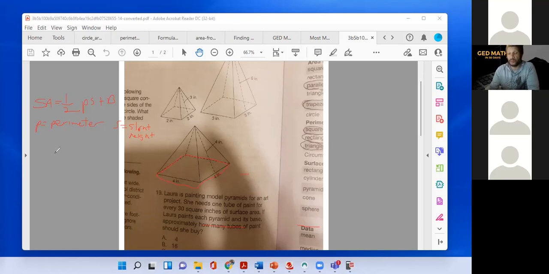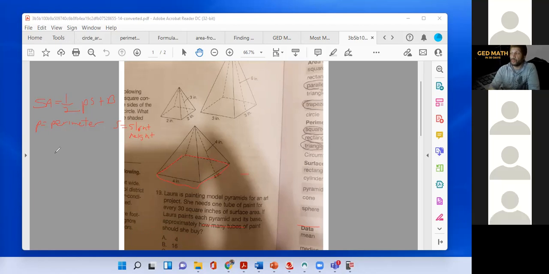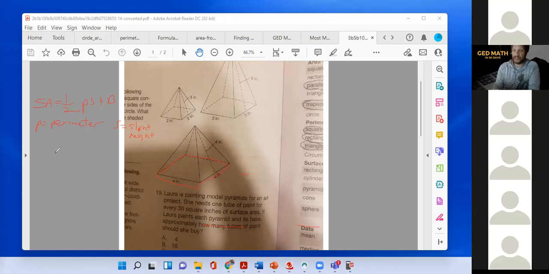32. Not 32. What is the perimeter? 16, sorry. So the perimeter of this is 16. So here we've got the perimeter is 16. Here our perimeter is what for the second pyramid?